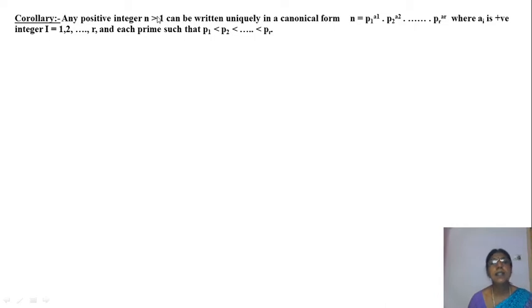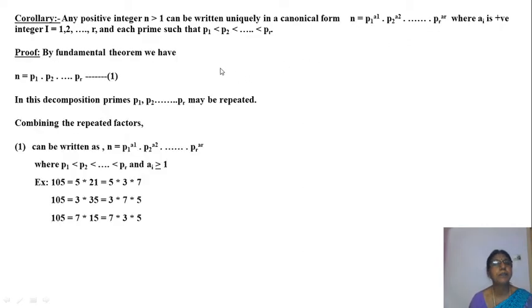Its corollary is that any positive number n can be expressed in the canonical form, where p1, p2, pr are prime numbers and a1, a2 are its powers, uniquely expressed in canonical form. Uniquely means we get only one form. Here you maintain the order p1 less than p2 and so on up to pr. This means prime numbers are in ascending order.